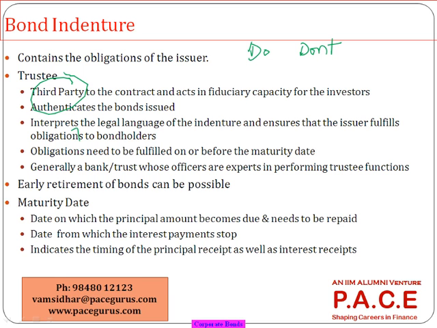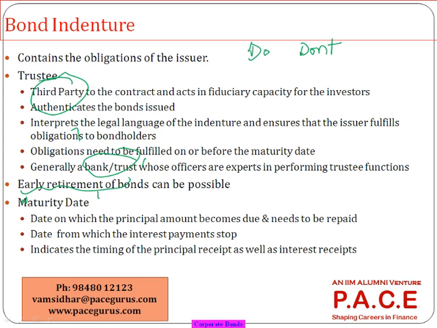The company will pay the interest and the principal, and even the trustee has a responsibility to ensure that whatever the obligations that are shown in the indenture, whatever the do's and don'ts that are mentioned in the indenture, they are all adhered to by the issuer. So generally this role is performed by a bank or some kind of a trust who have a lot of expertise in trustee functions. And one more key aspect with respect to bonds is earlier retirement is very much possible.